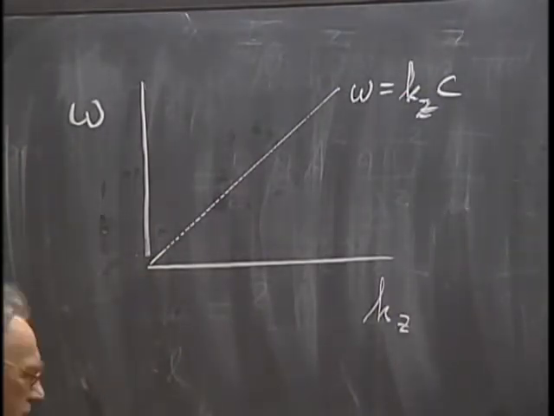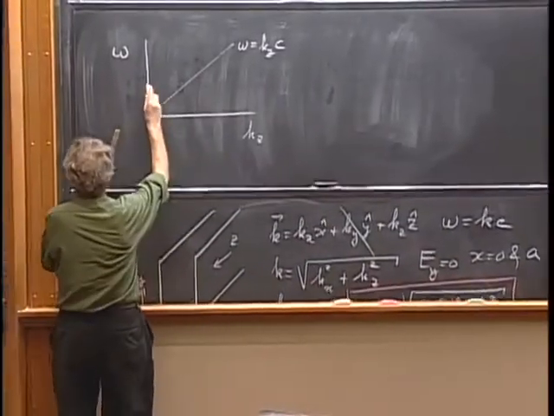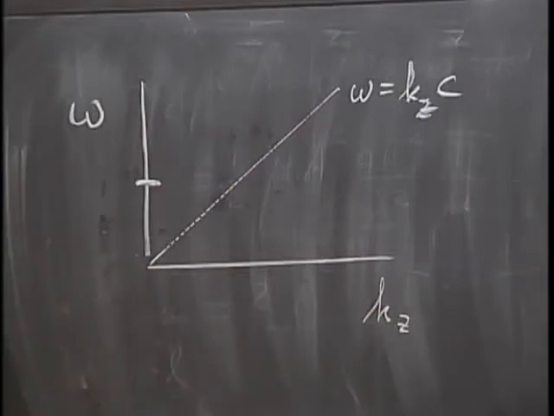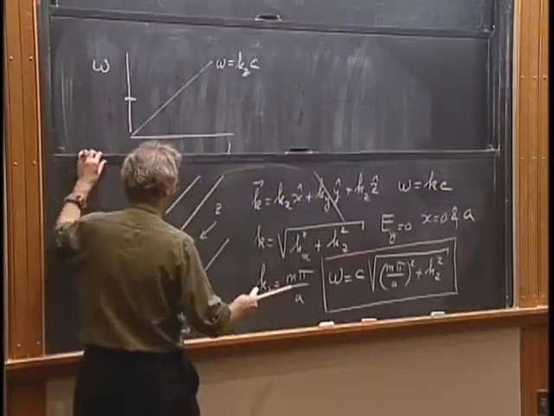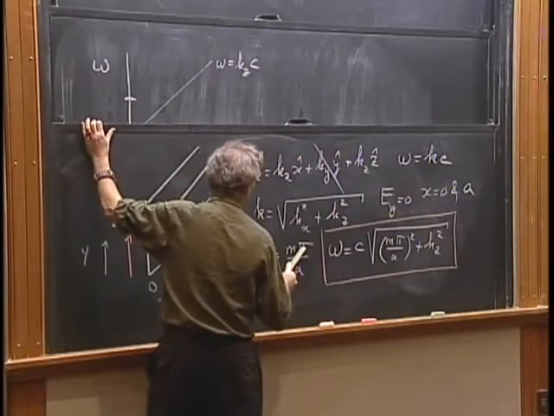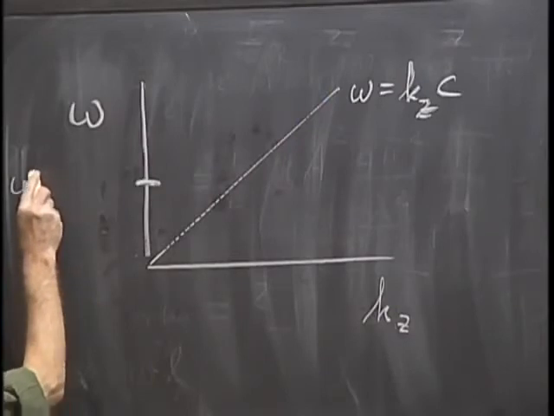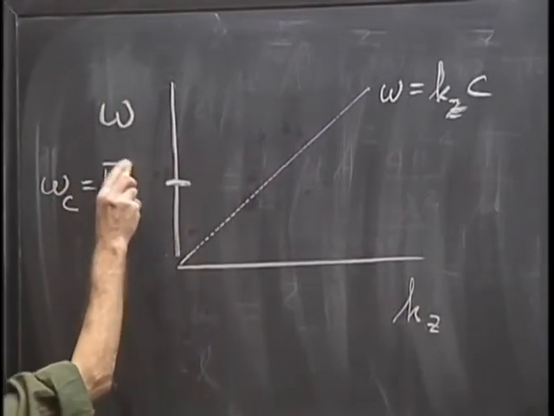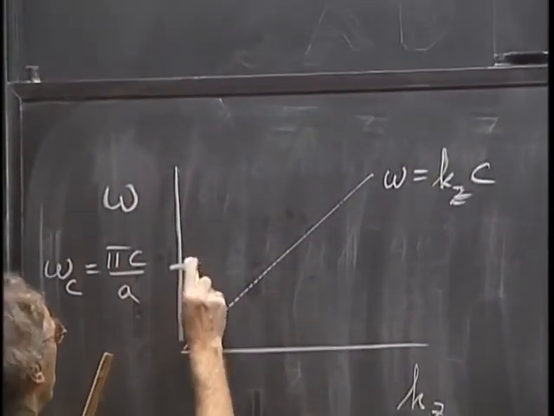However, this is different because of this. And so now you have here a frequency which is the lowest frequency possible for which radiation can actually go between the plates. This is the case for m equals 1, and omega is then c times pi divided by a. So that cutoff frequency is pi times c divided by a. And if I plot that curve, you get something like this.